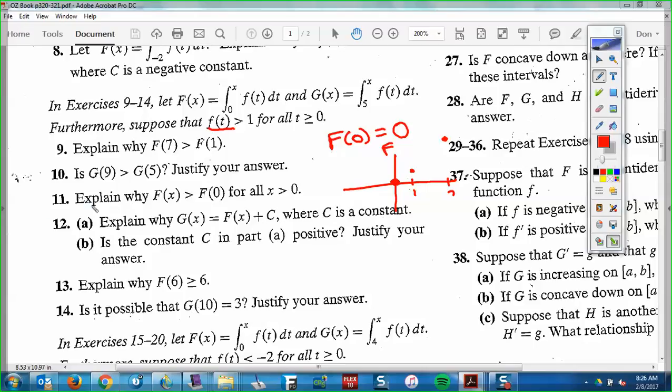All right. And then why is big F of x greater than big F of 0? Well, it's kind of what I just said right there. Big F of 0 has got to be 0, and so anything to the right of 0, x greater than 0, has got to be a positive area. You're going to gain positive area, so it's got to be greater all the time.